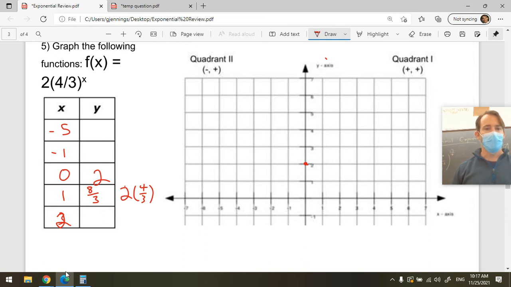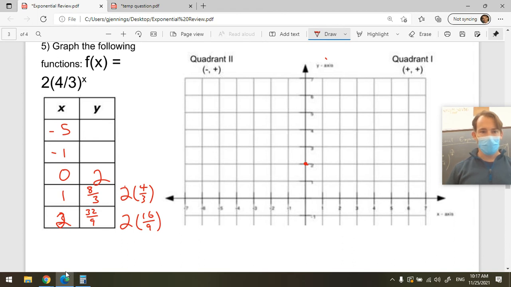So let's do to the 2. 2 times 4 squared over 3 squared is 16 over 9, so that'll be 32 over 9. 32 over 9 might look a little annoying. It's bigger than 3, it's smaller than 4. Because 9 times 4 is 36, and 9 times 3 is 27. So if this was 27, that would be 3. If this was 36, it'd be 4. This is pretty well smack dab in the middle.